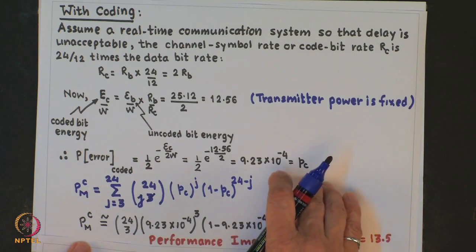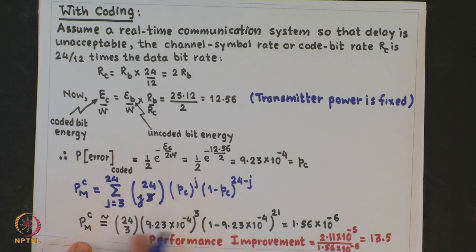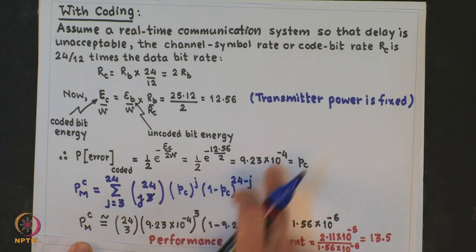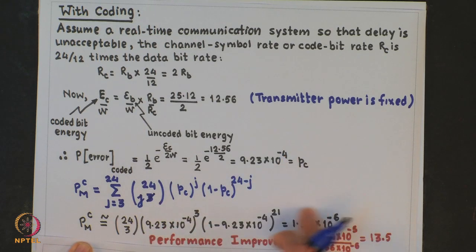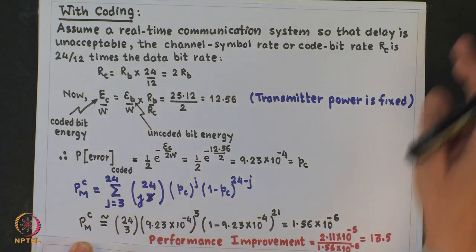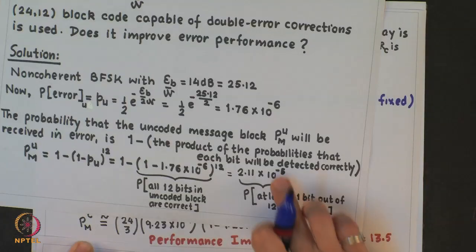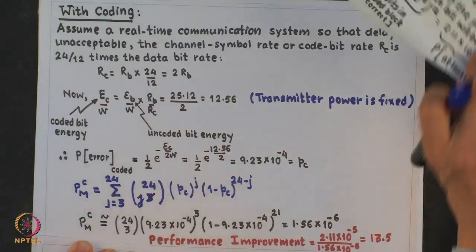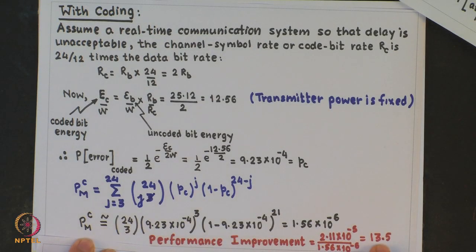Now, this can be approximated by just taking the first term, we get this, and if you just plug in these values, you will get this value. And now, if you look at the performance improvement, if you take the earlier probability of error and this probability of error, we get the performance improvement of 13.5.